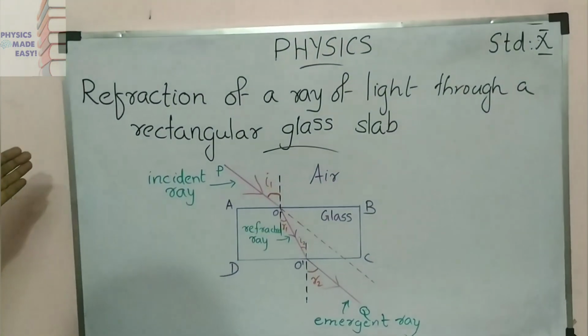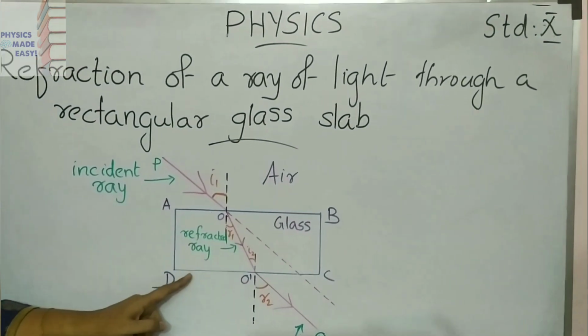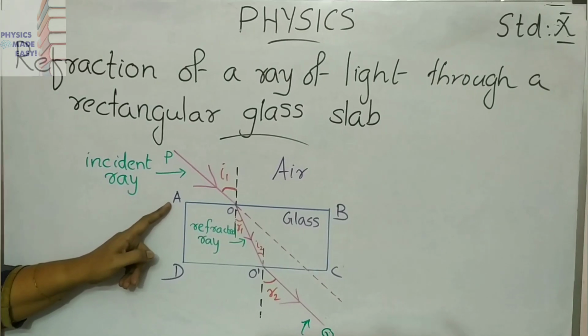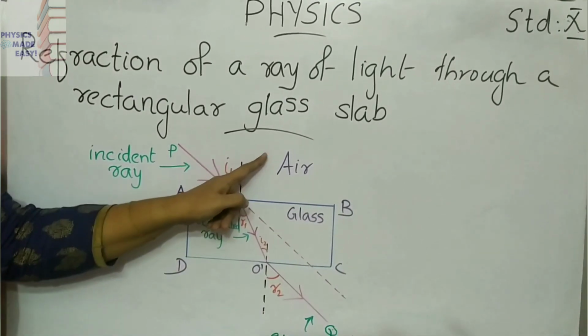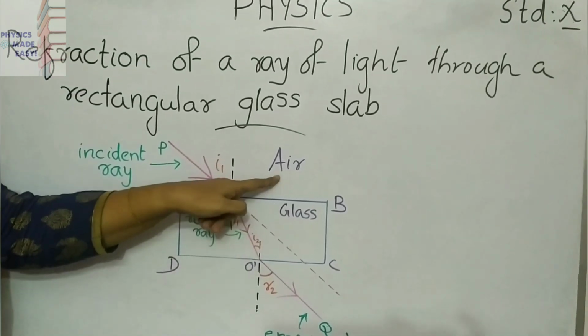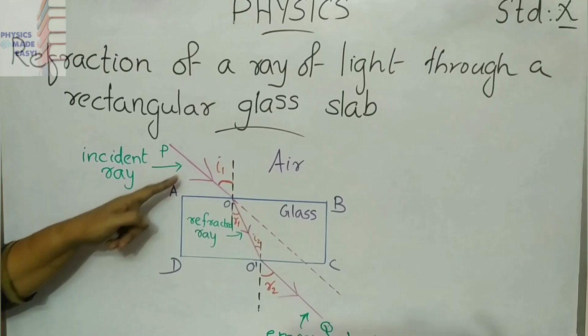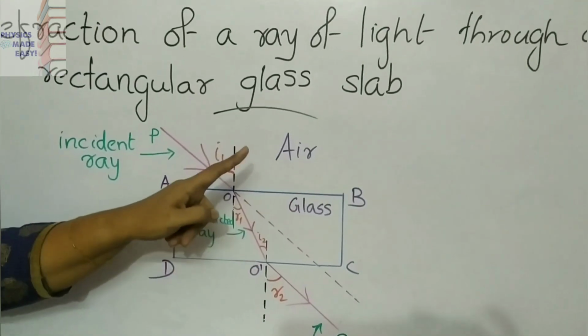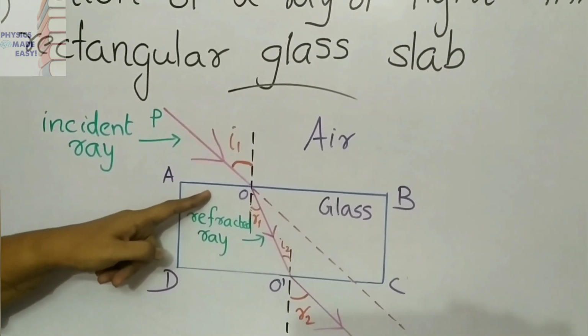Children, here you can see a ray of light that is passing through a glass slab. We can give the glass slab the name A, B, C, D. Here you can see two media, air and glass. So this AB is the interface of air and glass. You know air is the rarer medium and glass is the denser medium.